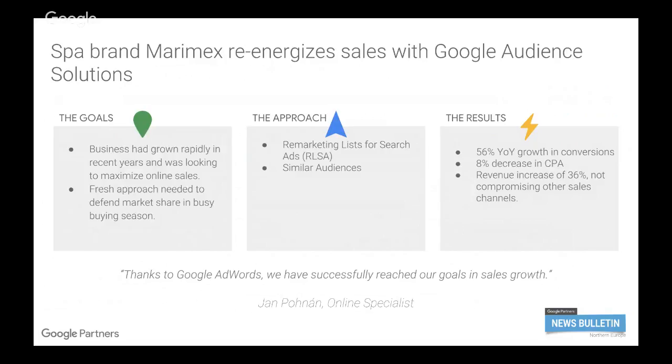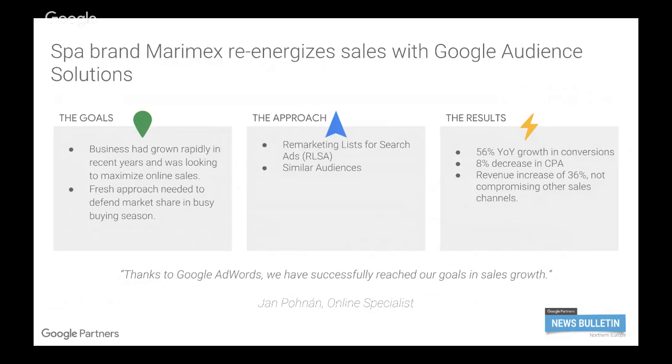And their goal was, they had seen that their business was growing rapidly in the last recent years, but they were also looking for ways to maximize online sales. So online sales was lagging a bit, and they saw that offline they were doing great. They wanted to put more of the effort online, and were looking for ways to kind of increase their sales. What they also noticed is that in the busy buying season, so in the seasonal uplifts, there were more competitors and there was more market share that they had to defend. So they wanted to also defend their market share in the buying seasons.